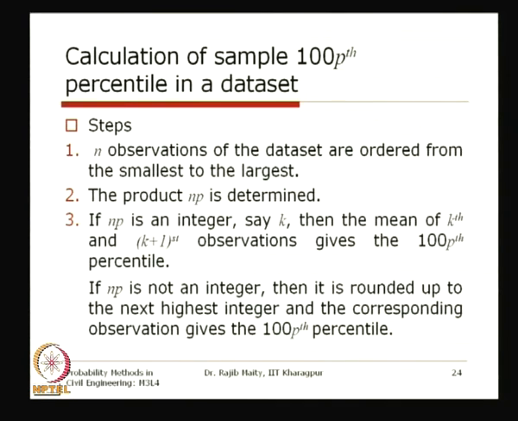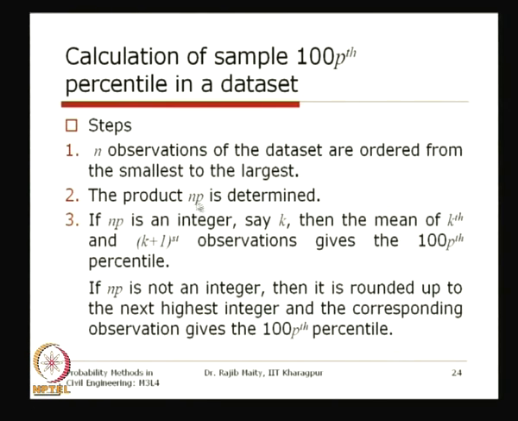To prepare that box plot, we have to know the percentiles, particularly the quartiles, that is 25th, 50th and 75th, and sometimes the 5th and 95th as well. So how can we calculate the 100pth percentile? These are the steps involved. Suppose the number of observations available in the data set is n. The n observations are first ordered from the smallest to the largest, that is, in ascending order.